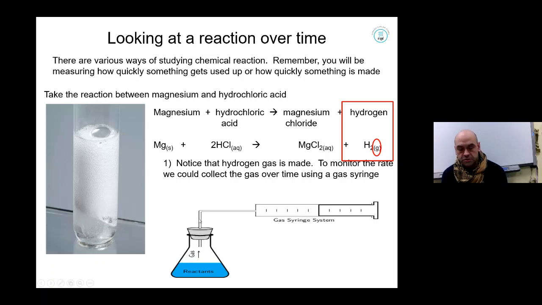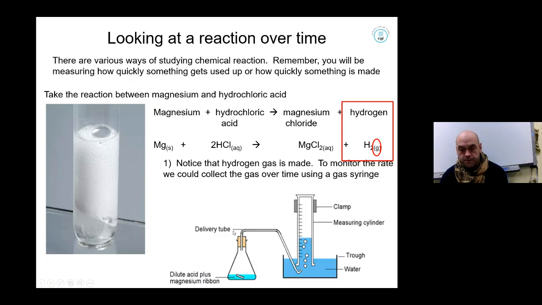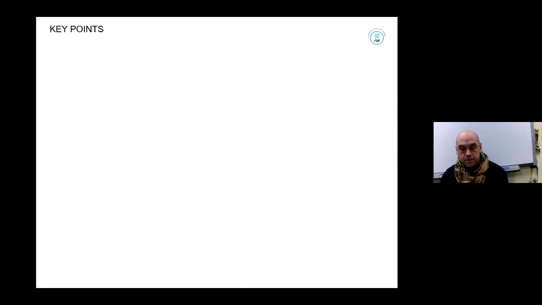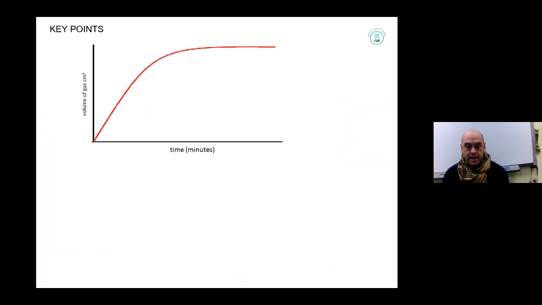All right, so there's two ways we can collect that gas. There's this one with a gas syringe. And actually, I prefer this method, which is collecting underwater. Both techniques work really well. So that's how we can monitor the rate. We collect the gas over time, and that produces a rate curve.